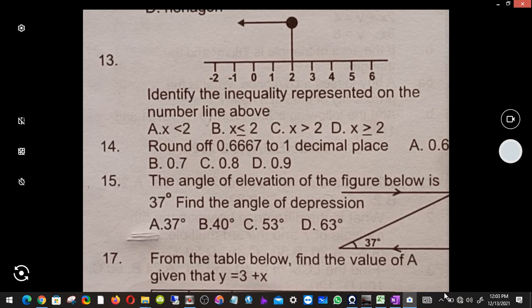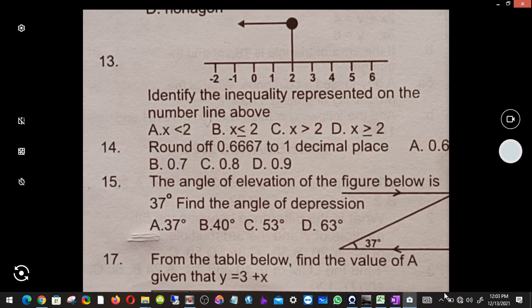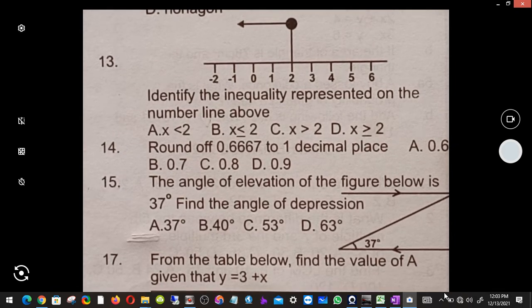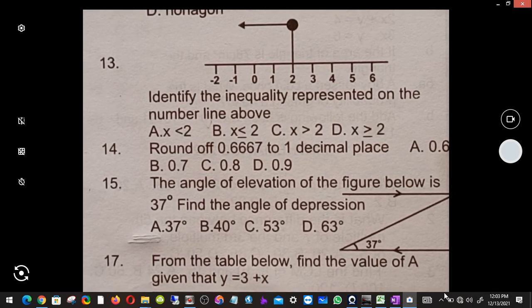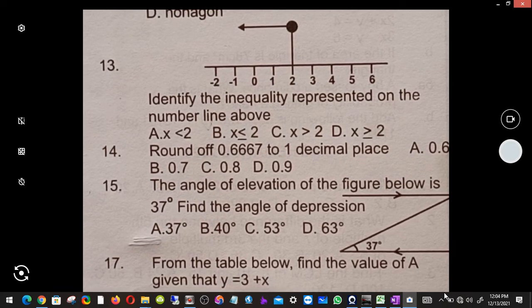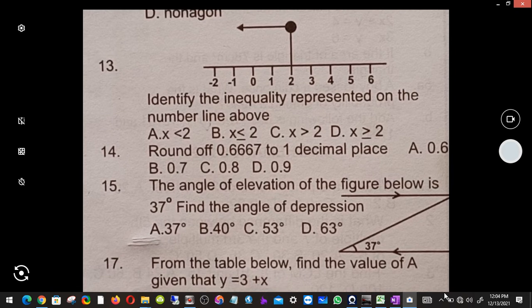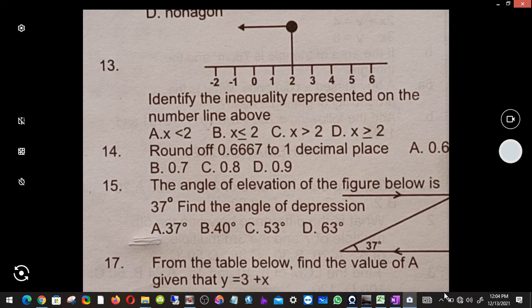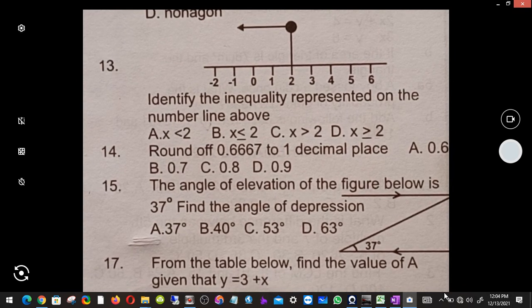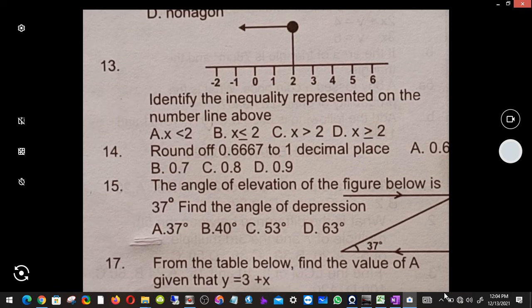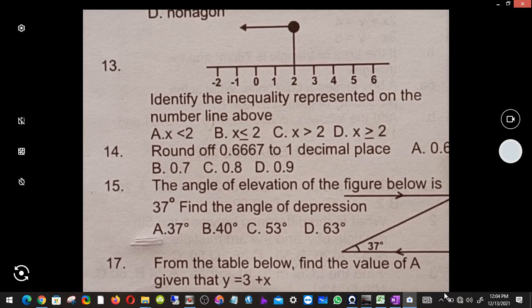Identify the inequality represented on the number line above. Now, you can see that the inequality is standing on 2, right? Yes. It's standing on 2, pointing this way, which is the less than direction. Because this is shaded, you have less than or equal to. Less than, not lesser than. Less than because it's pointing this way. Equal to because this is shaded and this is 2. So what will be the answer?